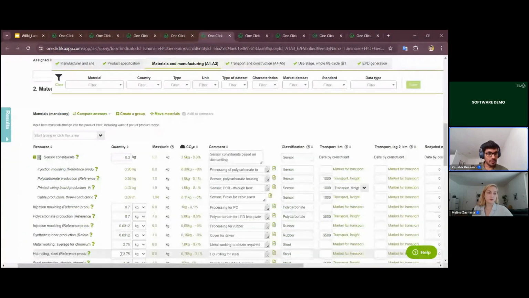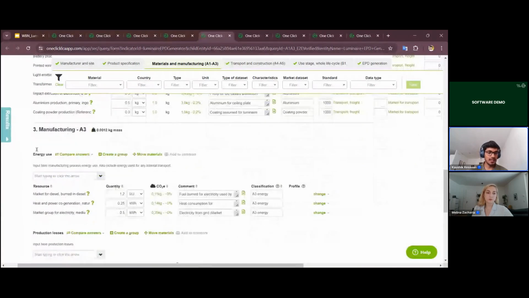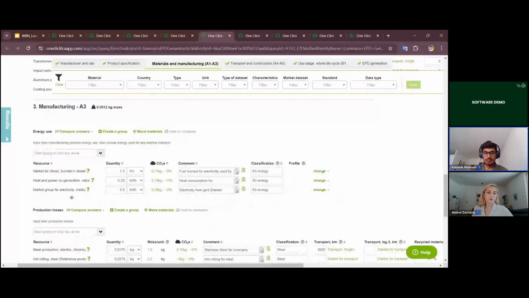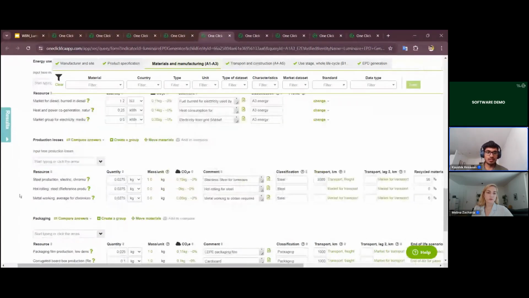And then when we go down, we have the other sections, manufacturing. In this case, it's energy. So energy that goes in the manufacturing facility, let's say to assemble the product, or if you manufacture any components yourself, that would go in here as well. Here I have diesel, natural gas, and grid electricity. Of course, this would depend on your specific case. And then there's also the production loss: steel production, hot rolling, metalworking, and so on.